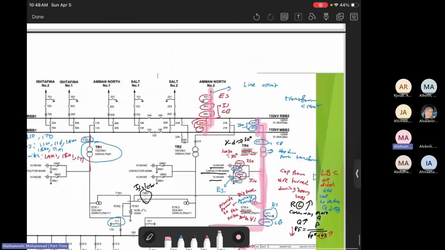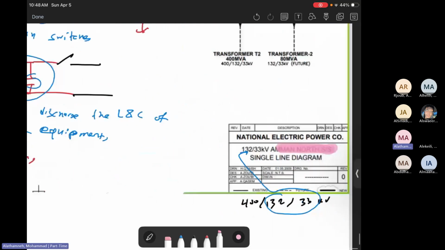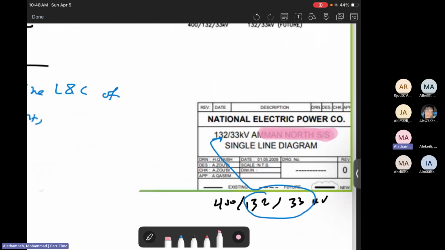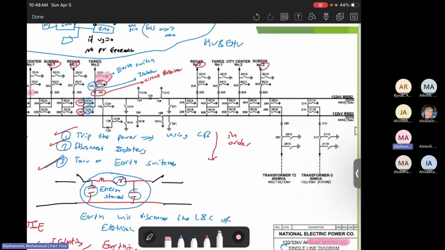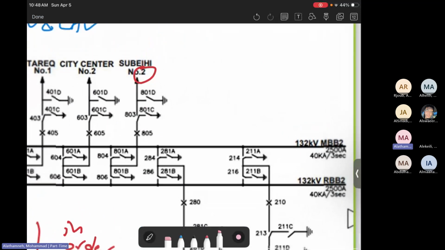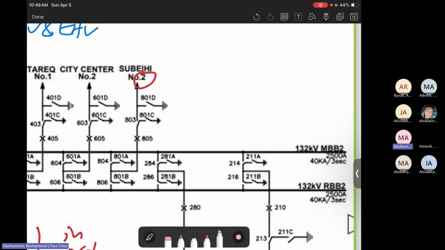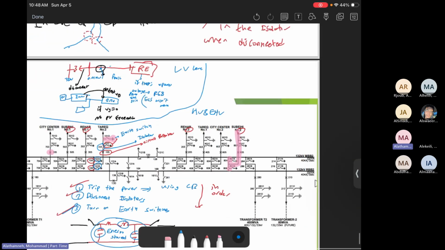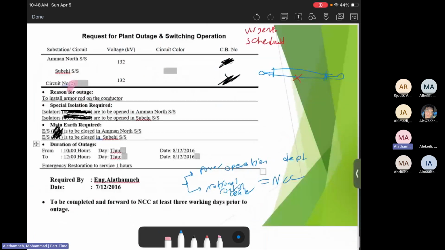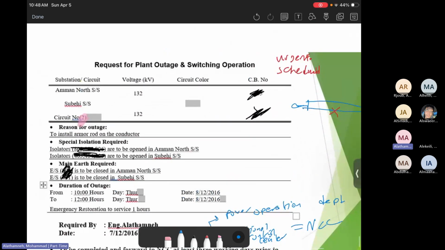Now, let's go to the North Amman substation. This is North Amman substation. Now, let's go to Sbehi number 2. Where is Sbehi number 2? Here. When you look at Sbehi number 2, don't look at the transformer circuit. Look only at the power circuits. This is the power circuit. Where is the circuit breaker? 805. Therefore, at North Amman towards Sbehi, you will write 805.